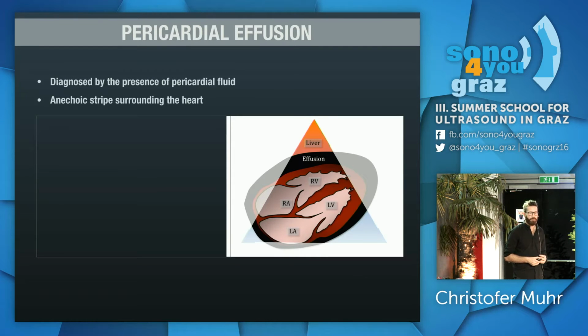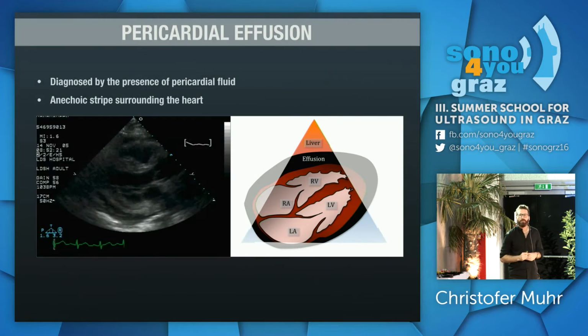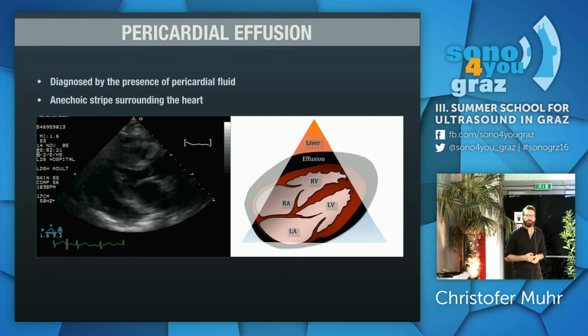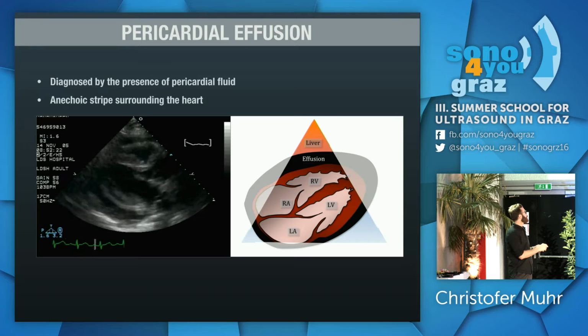Just a short thing about pericardial effusion. It should be around the heart. If they haven't had cardiac surgery or something like that, it might be localized. As you see here now, the image flipped, and here's pericardial effusion, right?